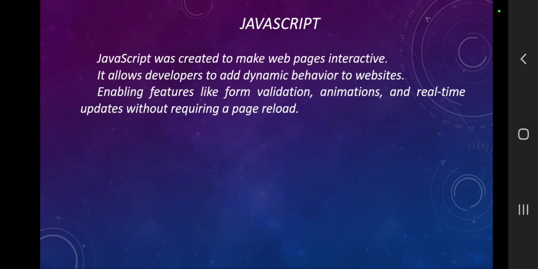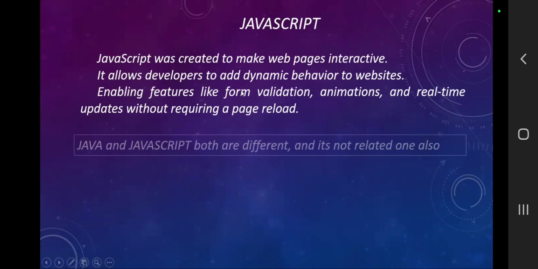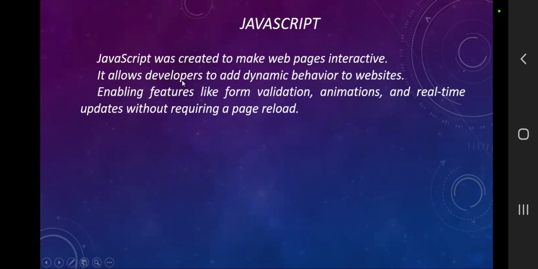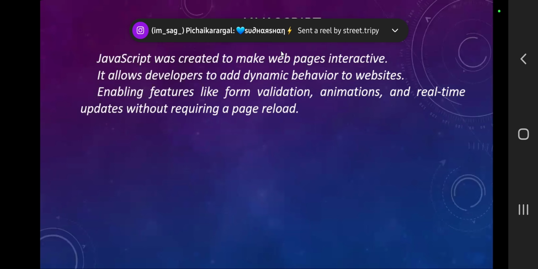So if all the validation is passed, and the user clicks on submit, then only the data goes to the backend. Then the backend has no need to process anything, it can just directly send the data to the database. Okay, so half of the problem is reduced. So that is the purpose of JavaScript. It allows developers to add dynamic behavior to websites, enabling features like form validation, animation, and real-time updates without requiring a page reload.